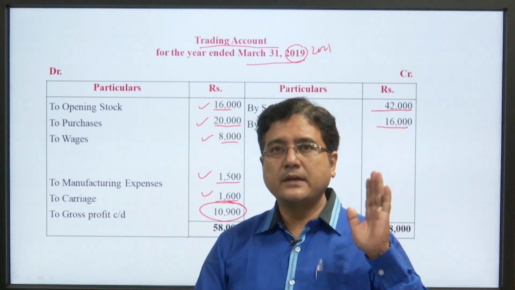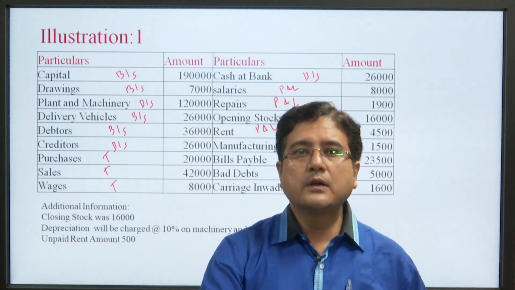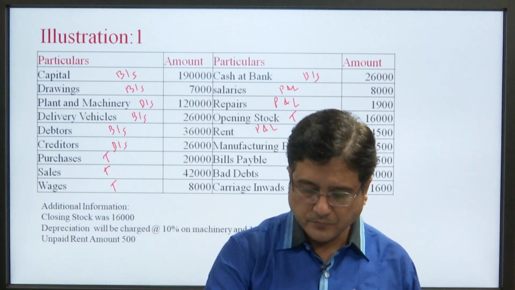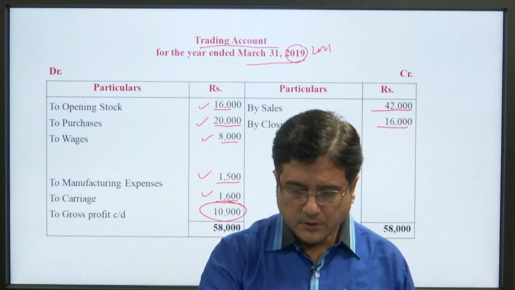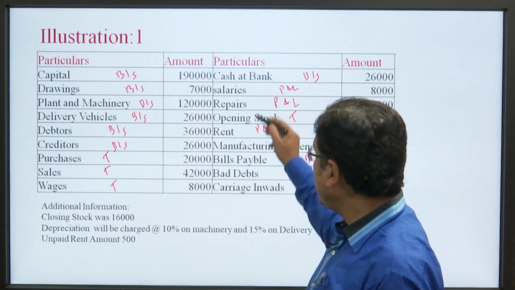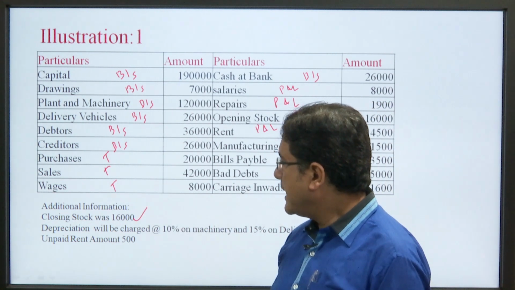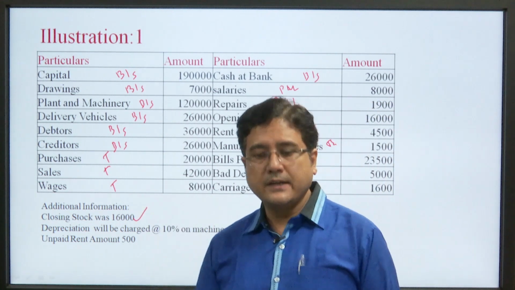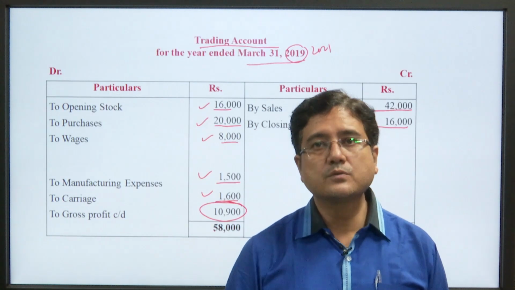So, from this we are able to calculate the gross profit. Okay. Now, see, the closing stock is not given in this part; the closing stock is given in the information here, and we use it in the trading account. We use it in the trading account, 16,000.